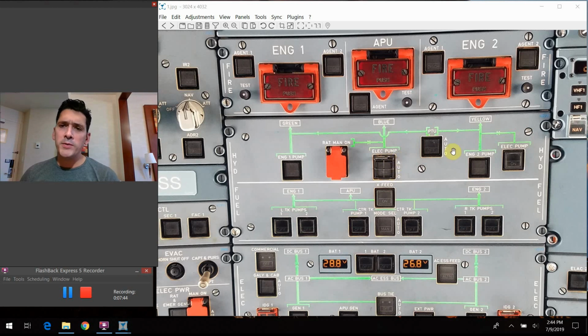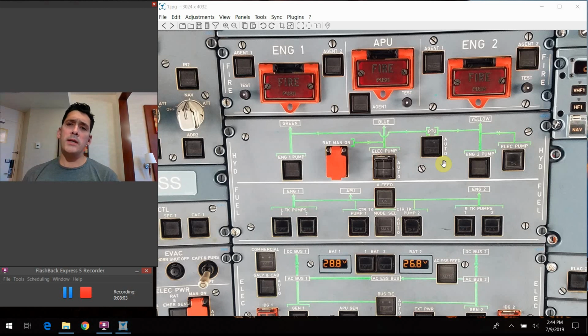The next button here is the PTU switch. Once again, it never gets touched, it always just stays in the automatic position. And first of all, what is this PTU? It stands for Power Transfer Unit, and basically it's a way to use the opposing side's hydraulic pressure to provide pressure to the other side.